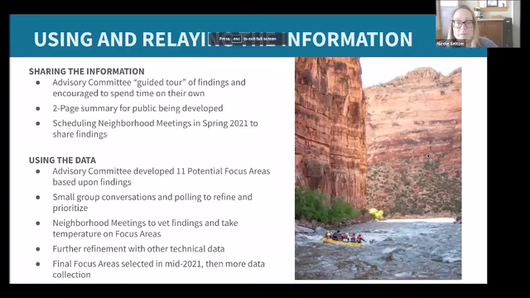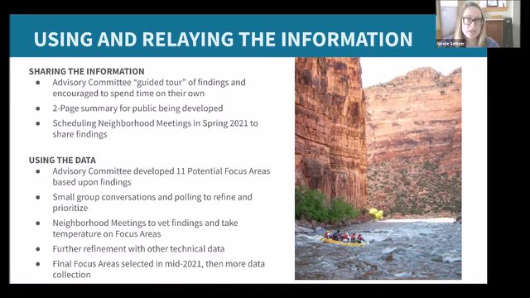Thanks, David. So hopefully you can see that it's a really useful way to get your arms around some information that might otherwise be really difficult to convey to people. In terms of how we've used and relayed this information, we are still in the process of rolling it out to the general public. We gave our advisory committee, about a 25-person committee, a guided tour of the findings. We've created a short summary of the information, and we're going to be doing some neighborhood meetings with the people that we interviewed, so that they can hear what we found later this year.